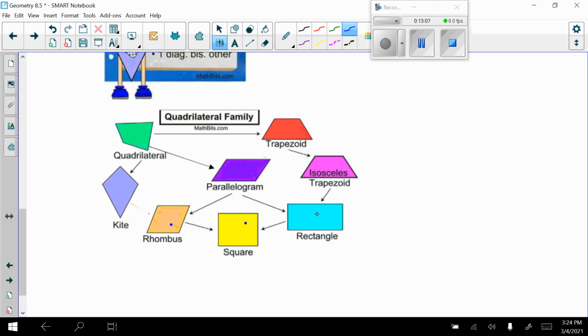Remember that a square is a rhombus, a square is a rectangle. Some rectangles are squares, some rhombuses are squares. A trapezoid can be an isosceles trapezoid. Isosceles trapezoid can be a rectangle.